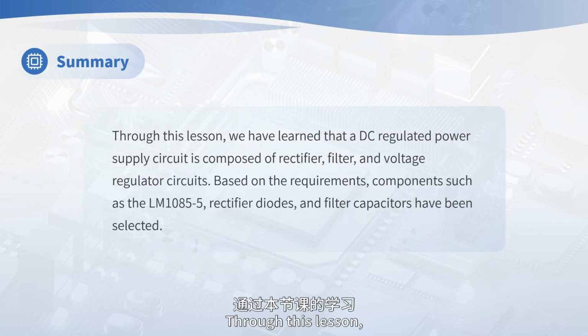Through this lesson, we have learned that a DC-regulated power supply circuit consists of rectification, filtering, and voltage regulation. Additionally, we have grasped the basic principles and methods for selecting components.